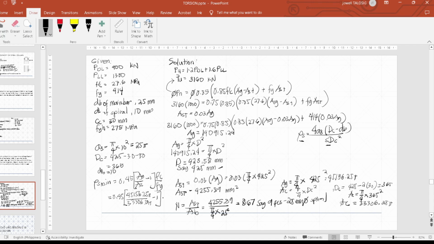Where F prime C is 27.6 and your Fy is 414. So this is Fy. So hindi siya Fy dapat to. So this should be FYH. Okay? Sa formula. So this is not Fy. So this should be FYH. So I will correct this.